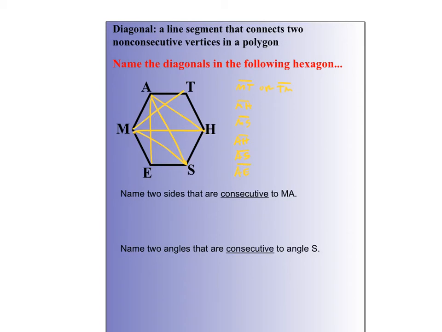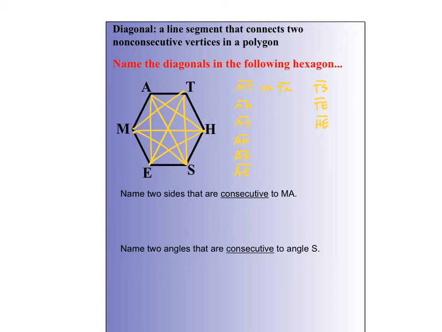Okay, let's continue our list. Starting at T, let's go T to S, and T to E. I think those are all diagonals out of T. And then let's go to H and finish off with H to E. So if you look at this, we have 1, 2, 3, 4, 5, 6, 7, 8, 9 diagonals. Each of those vertices should have 3 diagonals coming from it.